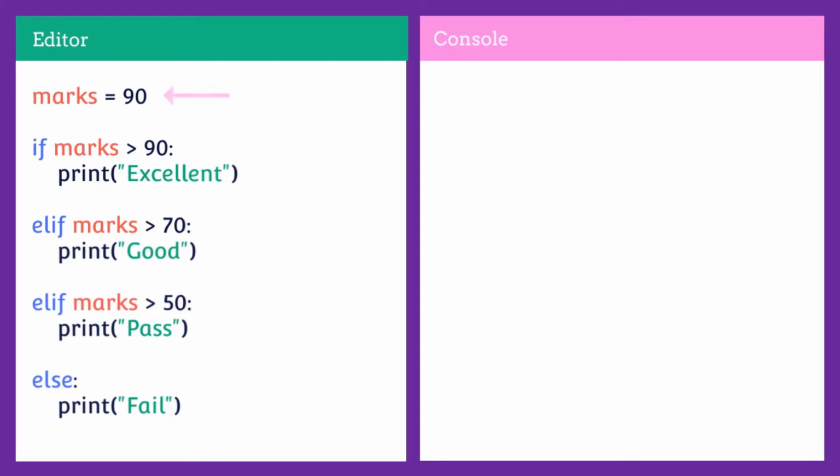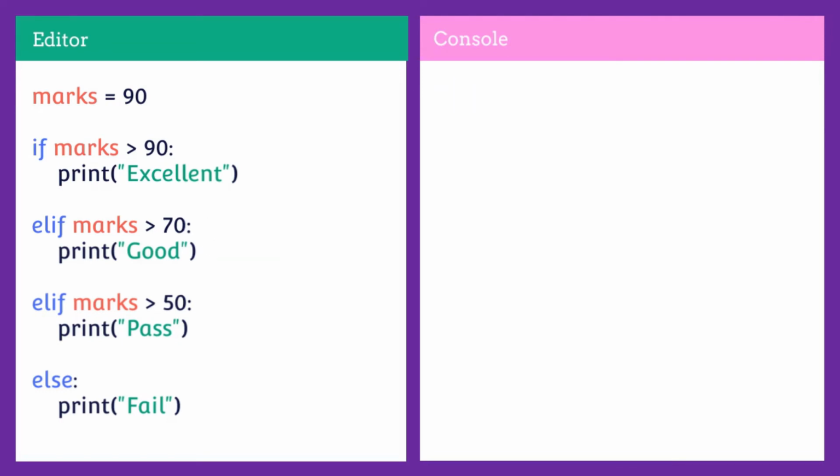Now, because marks are 90, the first condition will read as 90 is greater than 90, which is false. So the control will move to the next condition, which is marks is greater than 70. 90 is greater than 70. So this condition is true, and on console it will print good.